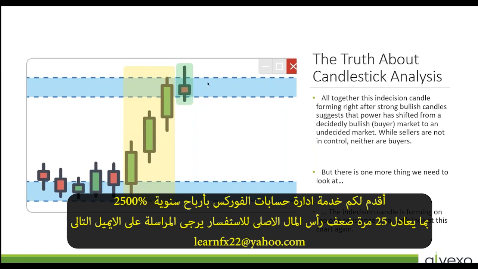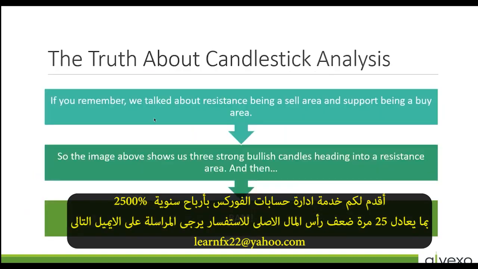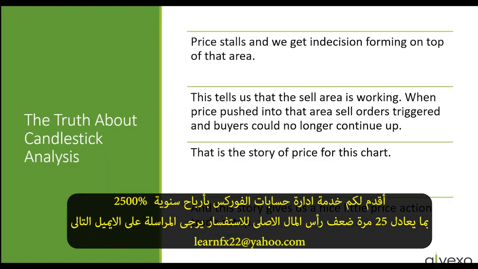When this indecision candle forms on the resistance area, now you have two things that are stopping price movement. If you remember, we talked about resistance being a sell area and support being a buy area. The image shows us three strong bullish candles heading into resistance, and then bam, right on that resistance zone, we get the formation of an indecision candle. This is price talking to you directly.